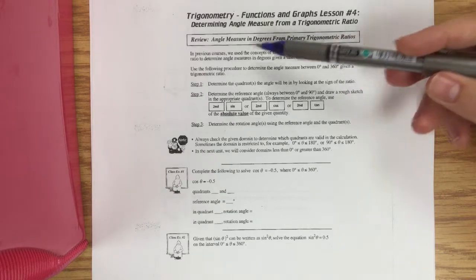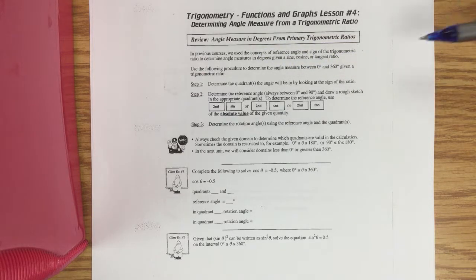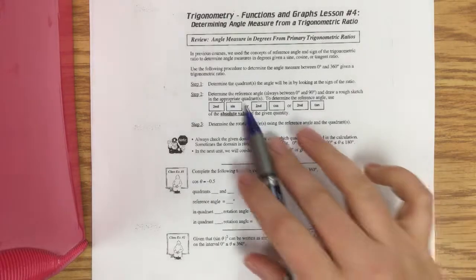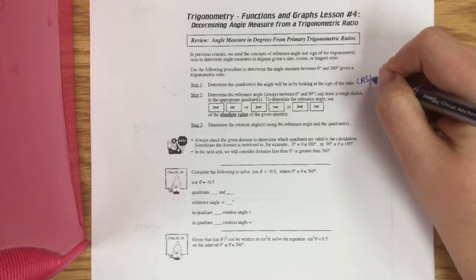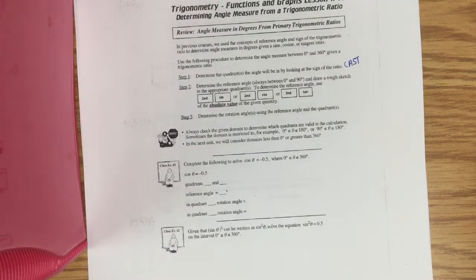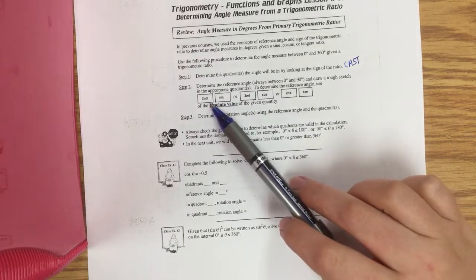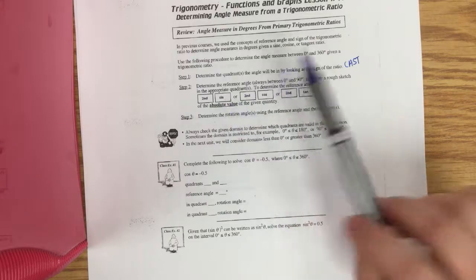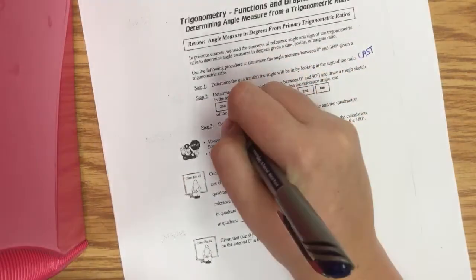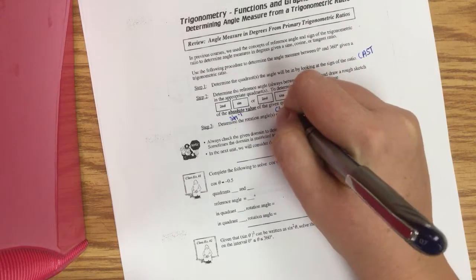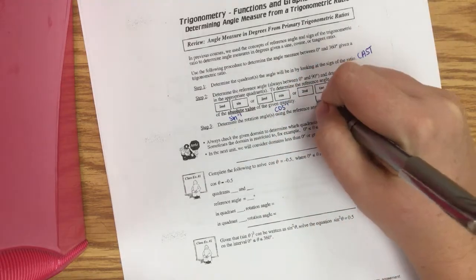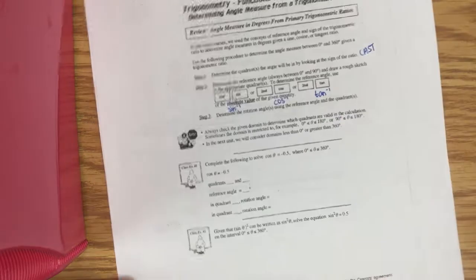So for the following process to determine an angle measure between 0 and 360 degrees, we always want to determine the quadrant the angle would be in. So that's your CAST rule. I'm going to write CAST next to it. Once you have your quadrant, you can use the second function button. Second function sine brings up the sine -1. You can do second function cos, which brings up cos inverse or cos -1, and tan inverse or tan -1.